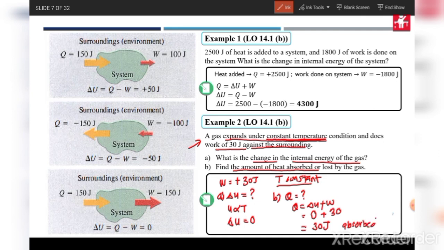Okay, so that's all for this topic 14.1. We'll proceed to 14.2.